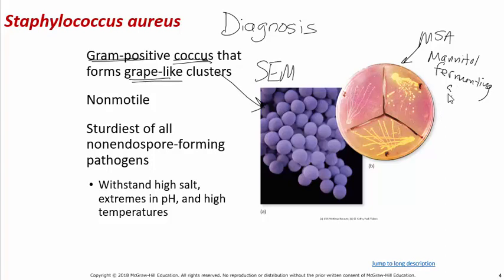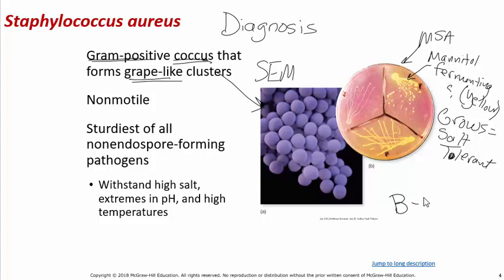And it's going, so that's the yellow color. And the fact that it actually grows on the plate means that it's salt tolerant. Sorry for my messy writing here. But it's salt tolerant, and it is mannitol fermenting. And the other thing you'll be looking for is beta hemolysis on a blood agar plate.